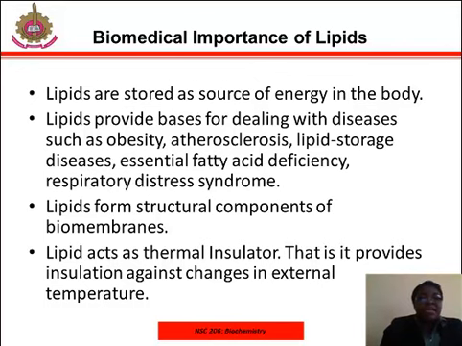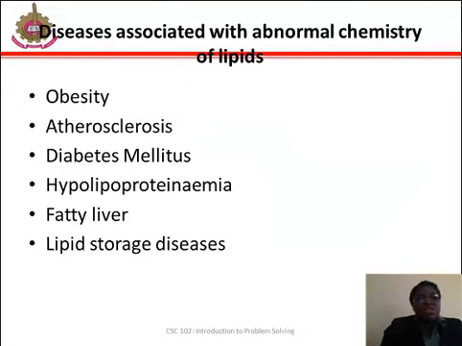Also, lipids can act as electric insulator in neurons and they can act as metabolic regulators like in steroid hormones and prostaglandins. They can also act as surfactants and prevent collapse of lungs during expiration. Moving to diseases associated with abnormal chemistry of lipids. It is associated with obesity, atherosclerosis, diabetes mellitus, hypolipoproteinemia, fatty liver, and lipid storage diseases.